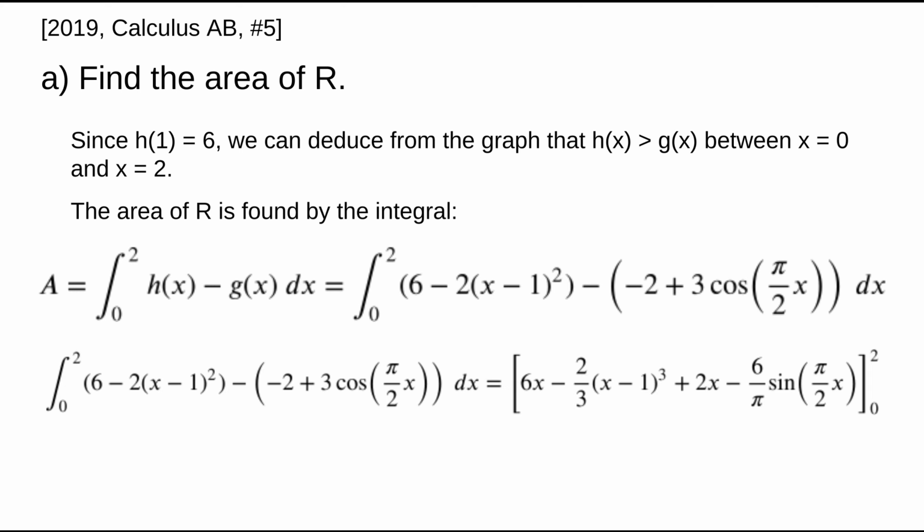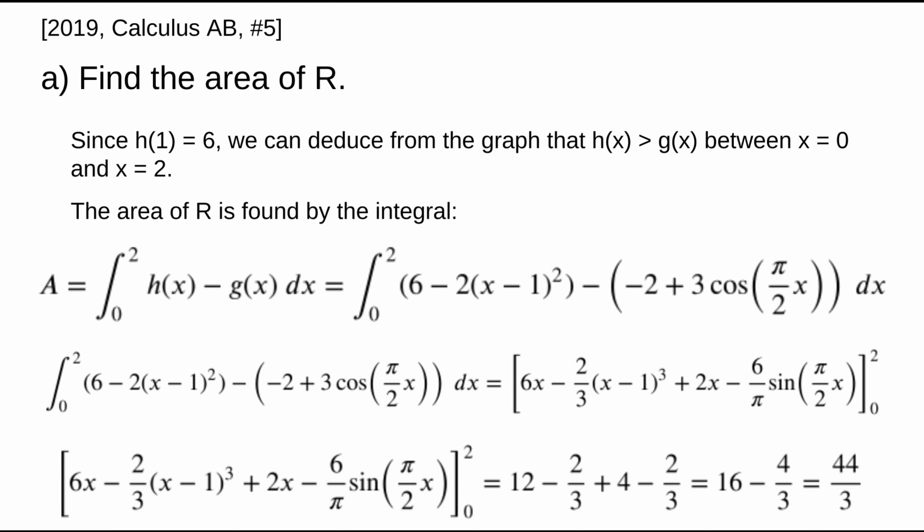If you do that, we get 6x minus 2/3 of (x minus 1) cubed plus 2x minus 6 over pi times the sine of pi halves x. And we need to evaluate that between 2 and 0. If you do that, you get a bunch of different terms: 12 minus 2/3 plus 4 minus another 2/3. There's a handful of terms here that cancel out because when you substitute 0 in, they just give you 0. But ultimately, in the end, you get 16 minus 4/3, which is 44/3.